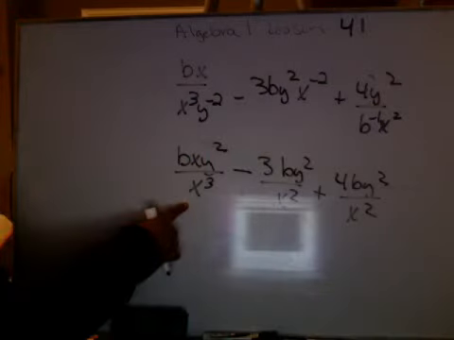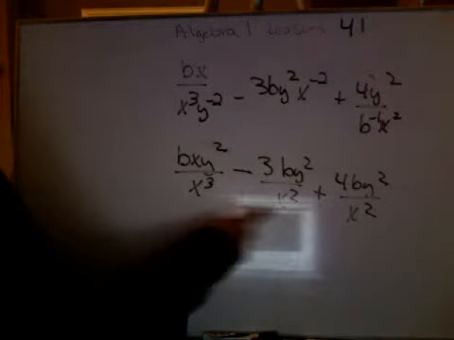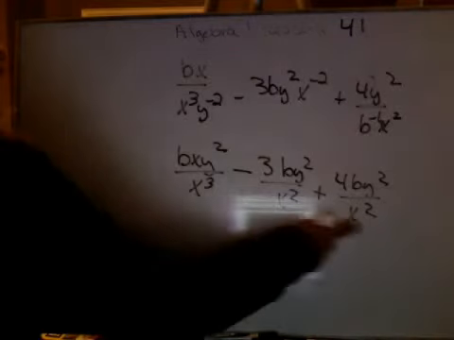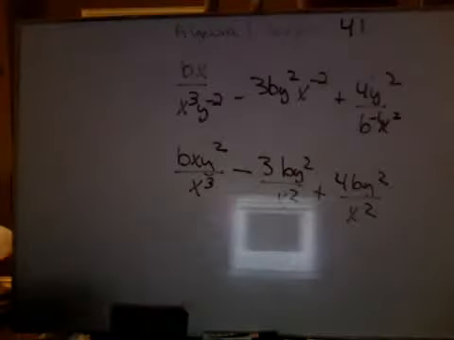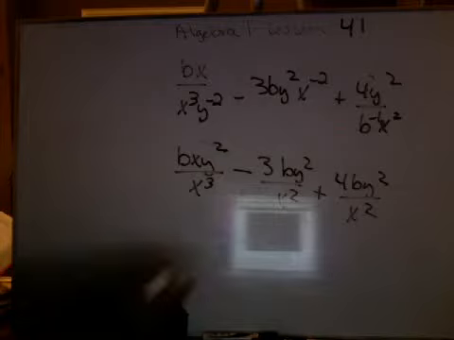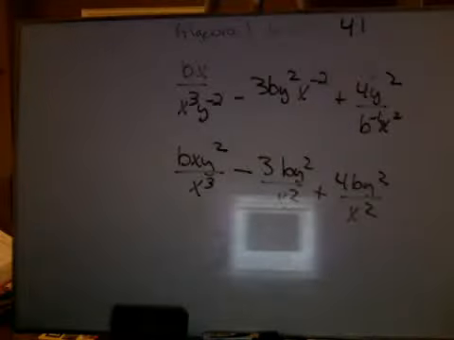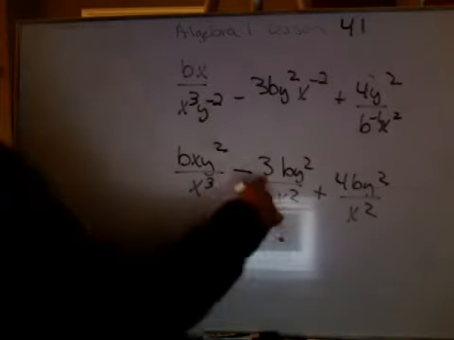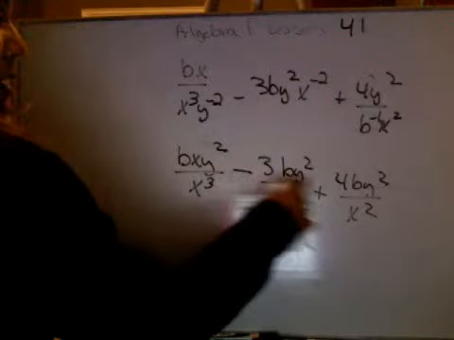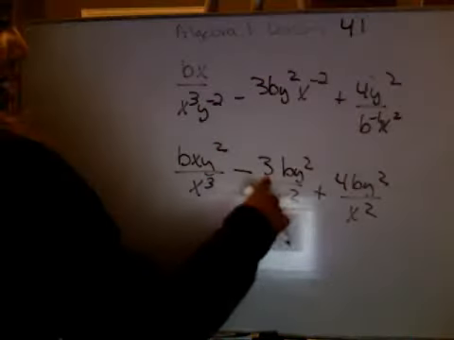Now we see that these two aren't the same, so you can't combine the numerators. But these two are the same denominator, so therefore you can combine the numerators if they are like terms. And we see we have a b and a b, a y squared and a y squared, so we can combine the coefficients. This coefficient is a negative 3. This is a positive 4. What's a negative 3 and a positive 4?